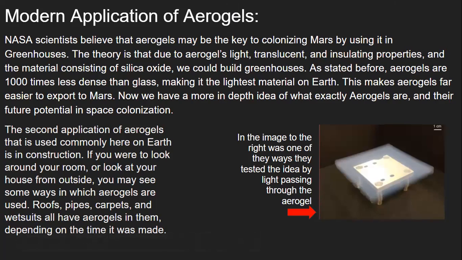The second application of aerogels that is used commonly here on Earth is in construction. If you were to look around your room or look at your house from outside, you may see some ways in which aerogels are used. Roofs, pipes, carpets, and wetsuits all have aerogels in them, depending on the time they were made. The image to the right was one of the ways that they tested the idea of light passing through aerogels.